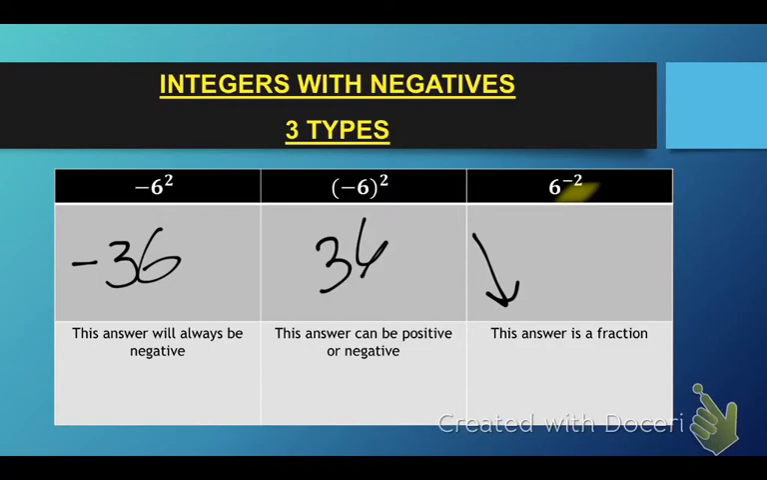6 to the negative 2 is the same thing as 1 over 6 squared. It's the same exact thing, which actually means 1 over 36. And that's your actual answer. 1 over 36. See that? It's a fraction. And that only happens when you have a negative exponent.